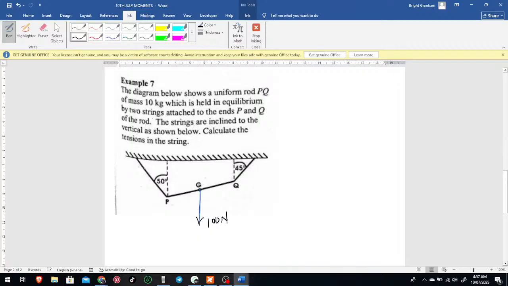Two strings. So this is string 1. Tension in the string T1. And tension in this one T2. Now the strings are inclined to the vertical as shown below. Calculate the tensions in the string. So how do you calculate the tensions in the string?